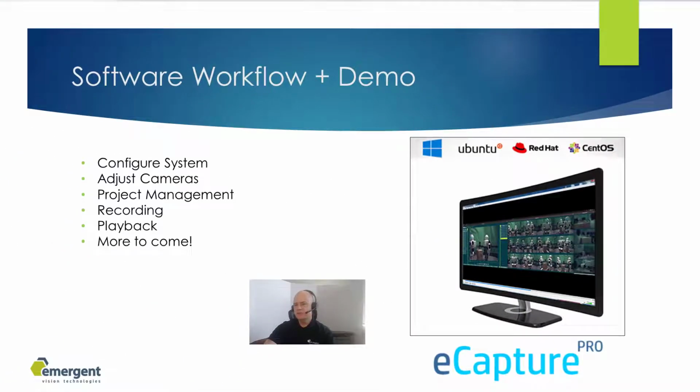Shortly, we will take you through a simple workflow for setting up the system utilizing Emergent ECapture Pro software. Once the software is installed, the following steps are followed to generate the images, which are then provided to post-production 3D reconstruction workflows. We will start by configuring the system, which means defining our capture servers and assigning cameras to server interfaces and providing storage locations for the camera images.